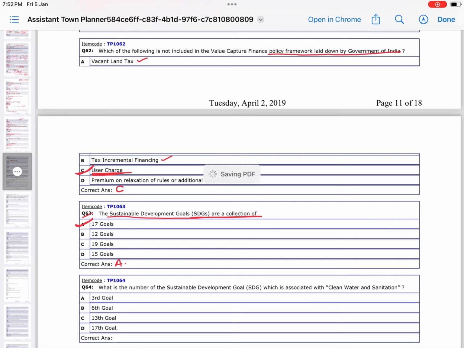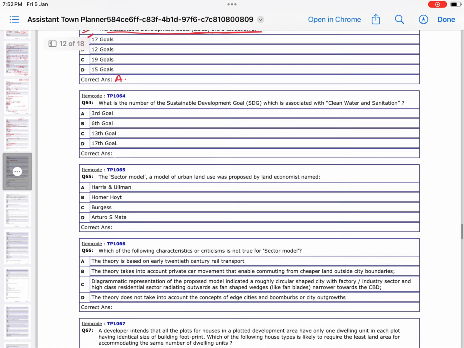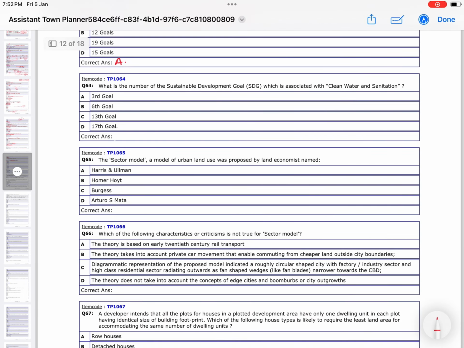Moving on to question number 64. What is the number of the Sustainable Development Goal, SDG, which is associated with clean water and sanitation? See, I was talking about how you have to go through it. So now they are asking this. This is indicated by the sixth goal. The answer B is the correct one.